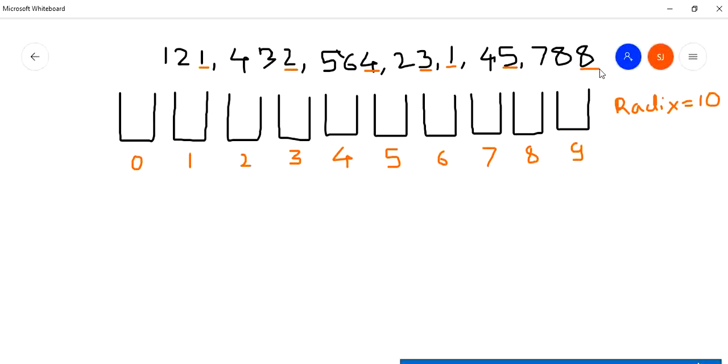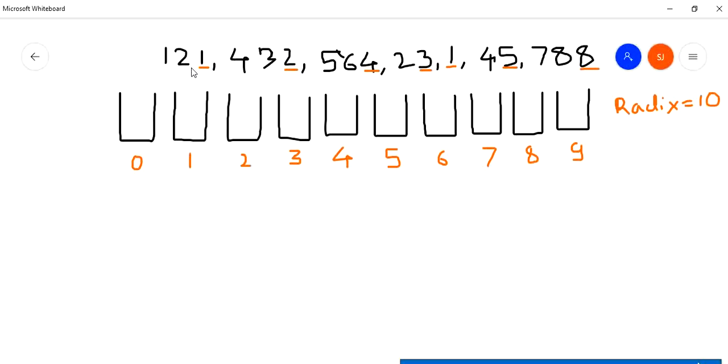Okay, so this is the best example. Here you are having a single digit number, a 2-digit number, as well as 3-digit numbers also. Okay, but the idea is very clear. Now we are focusing on a unit digit. Okay, unit digit.